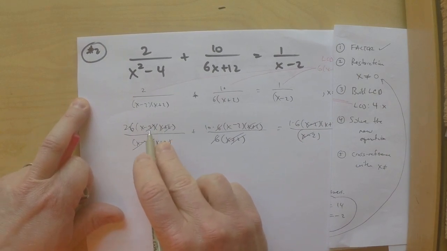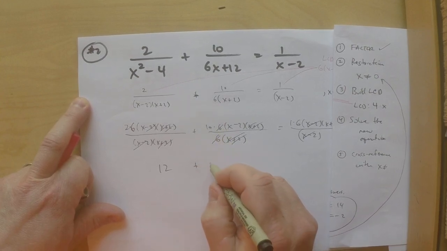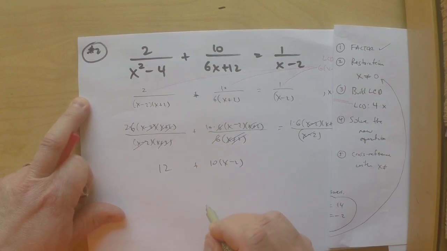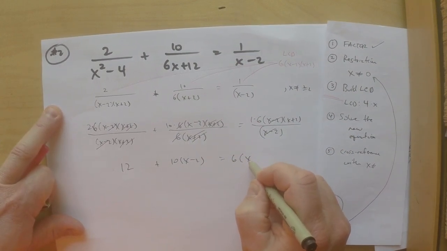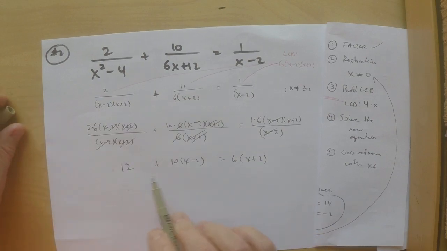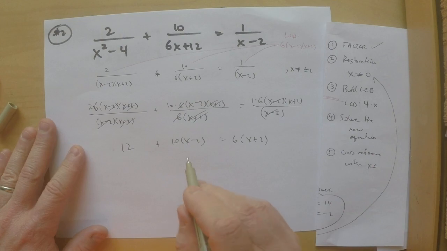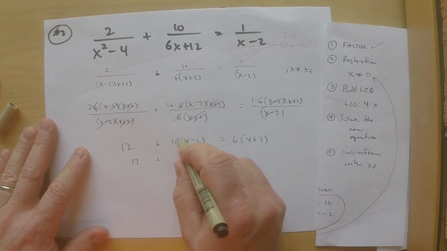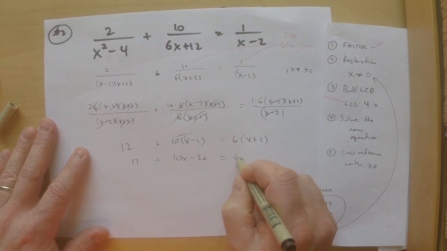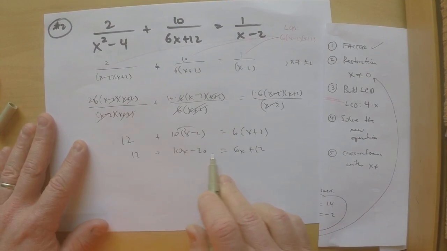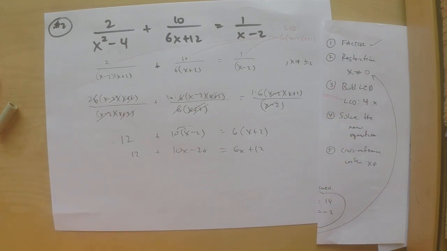Everything is a 1 except for 2 times 6. I'm left with a 12. Beautiful. Here I'm left with a 10 and an x minus 2. Here I'm left with a 6 and an x plus 2. So after the battle, I'm left with this equation. And when I distribute this out, I end up with this equation, which is a new equation. The song's just ended, and now the battle is over.